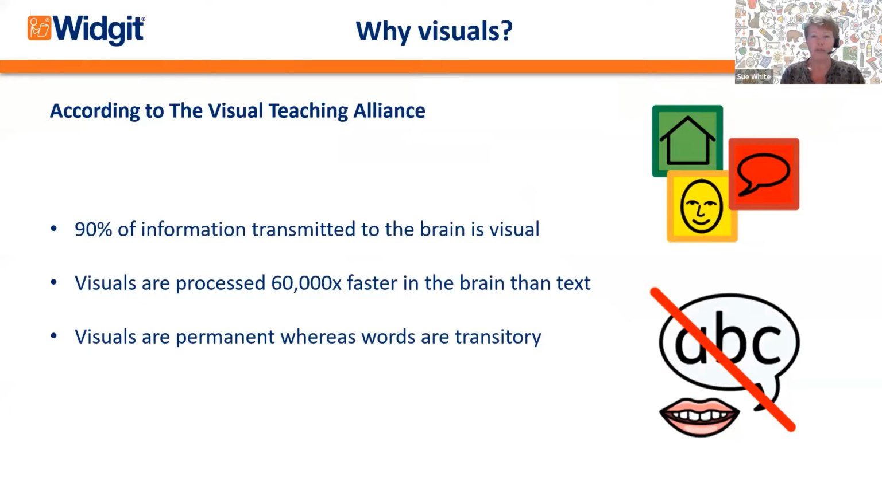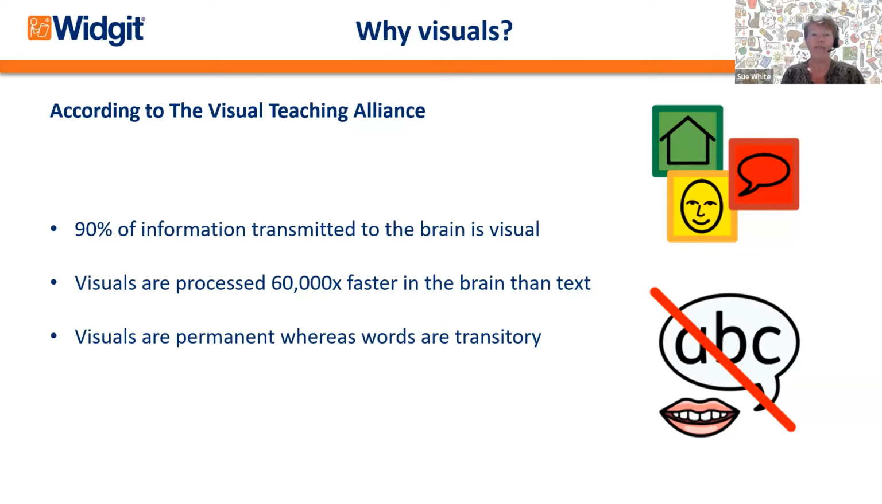So why do we use visuals? I guess most of you coming along to this session will know about visuals, but maybe some people listening to the recorded version perhaps less so. These statistics from the Visual Teaching Alliance always completely blow my mind, and it shows that it's not just about those with a learning disability, not just neurodiverse but neurotypical as well. We all need to use visuals because 90% of information transmitted to the brain is visual, and we process visuals 60,000 times faster in the brain than text.